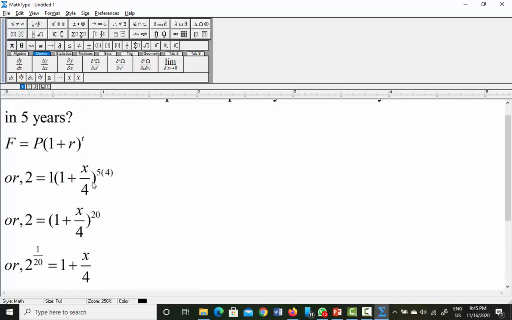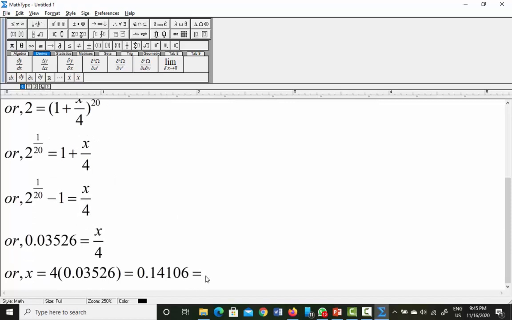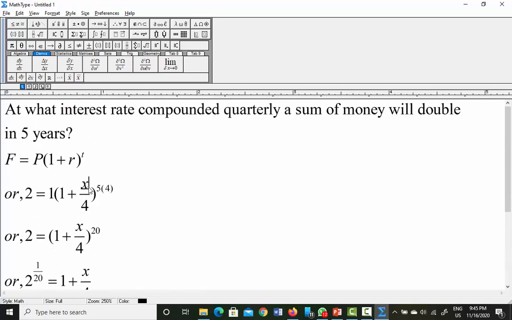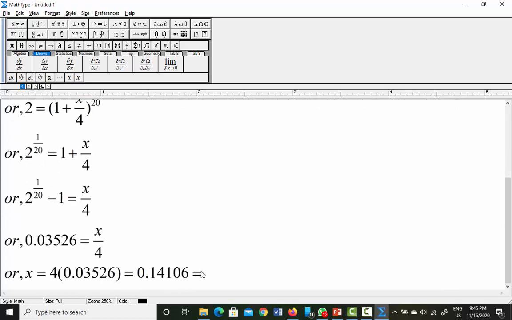So remember, this is the interest rate. This is the annual interest rate. As I said before, when we do calculation we will use decimals, but the interest rate should always be represented as a percentage.